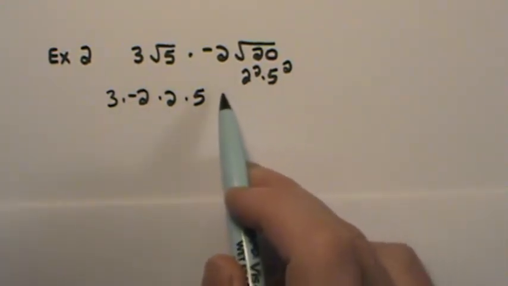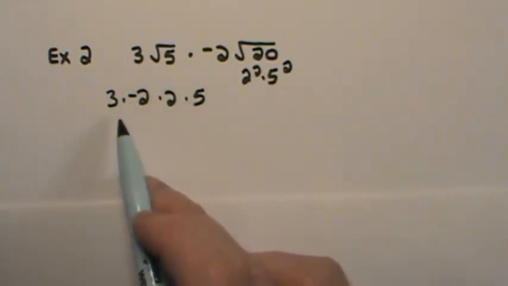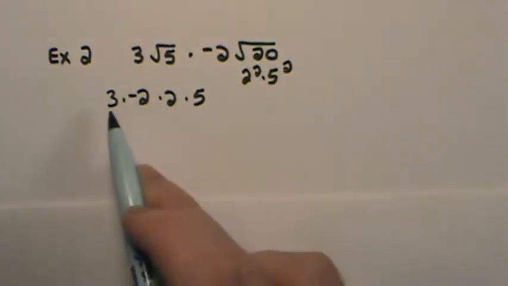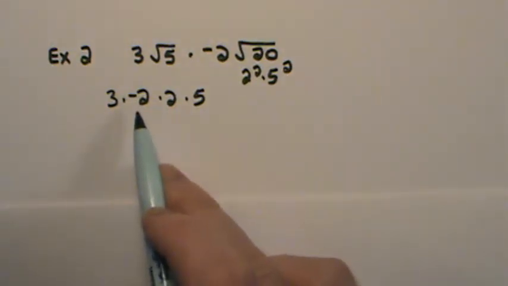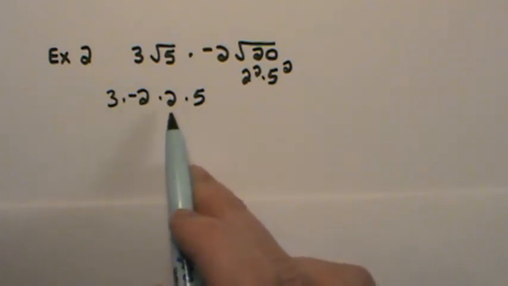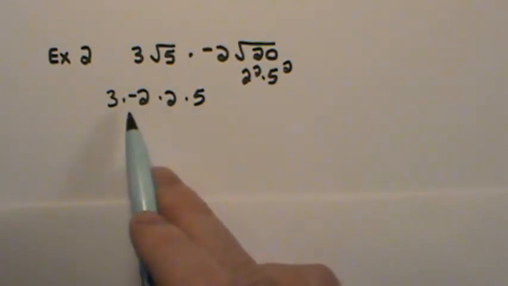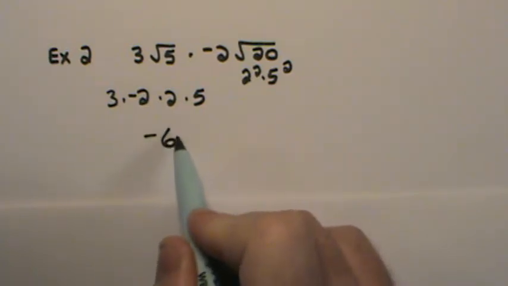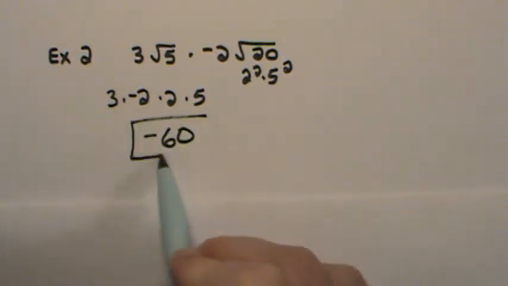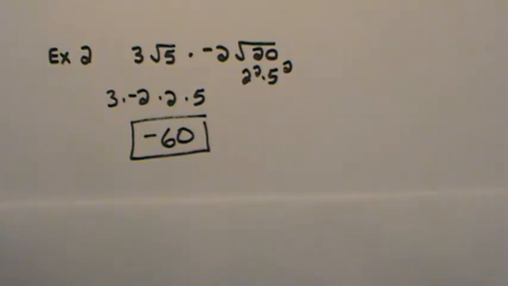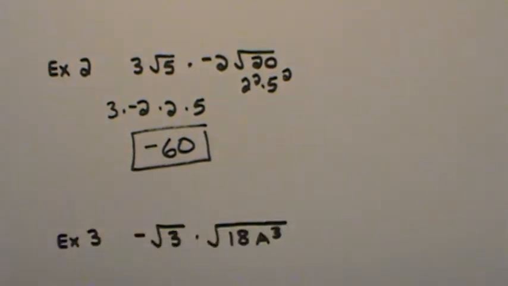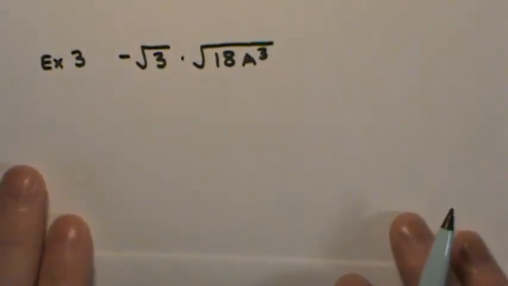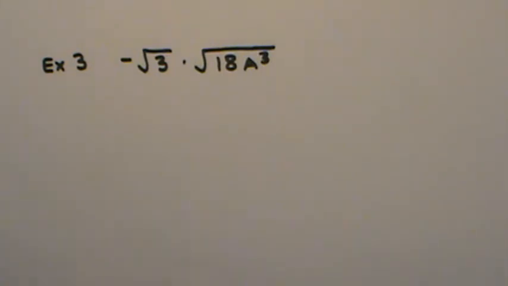So the jailhouse, so to speak, closes down, and then I could just multiply these numbers. 3 times negative 2 is negative 6. 2 and 5 is 10. Negative 6 times 10 is negative 60. So the answer to this problem is negative 60. Let's do another. We've got bunches and bunches of examples today.